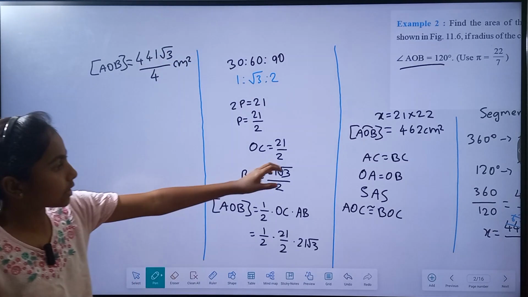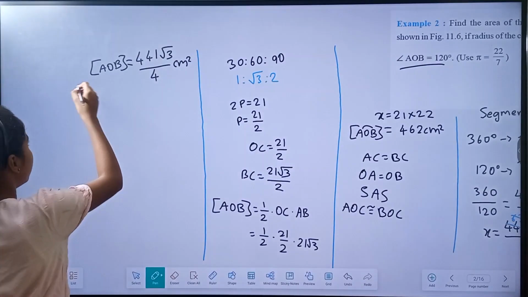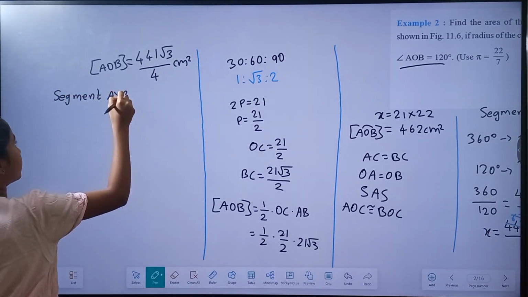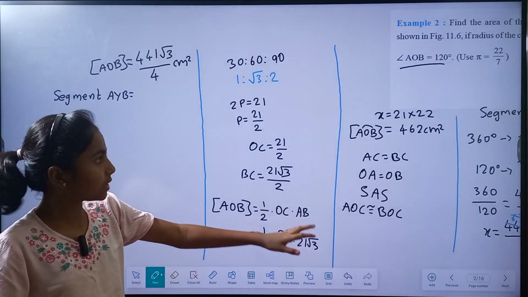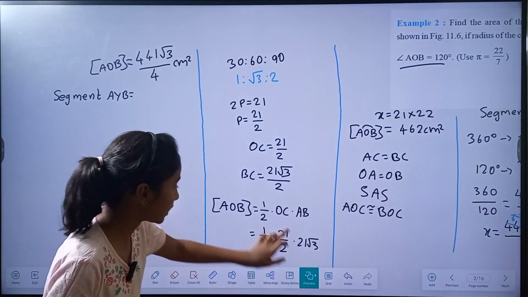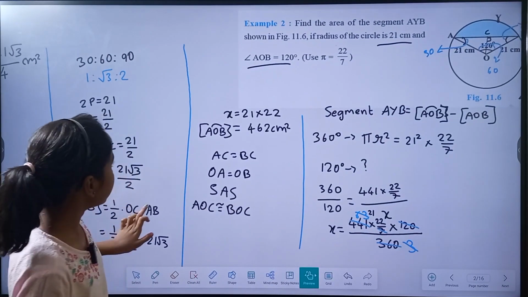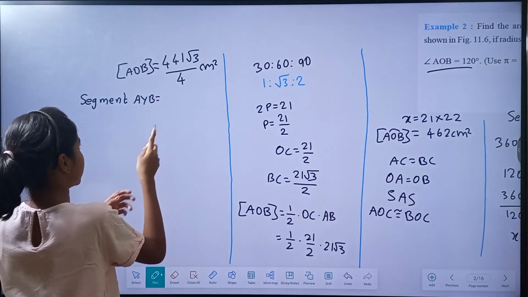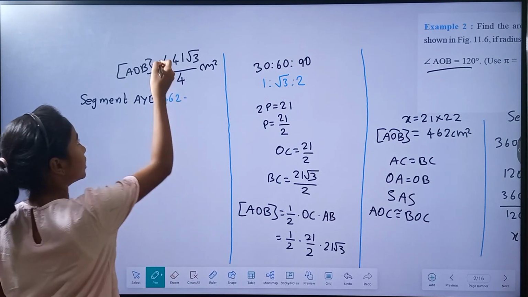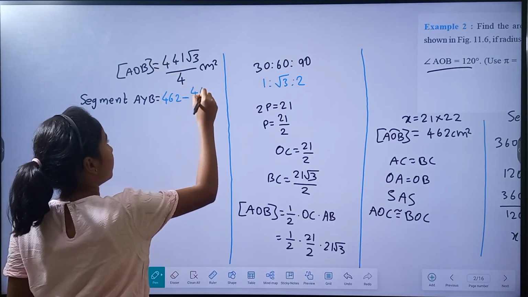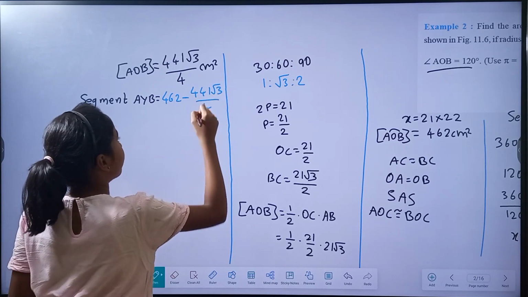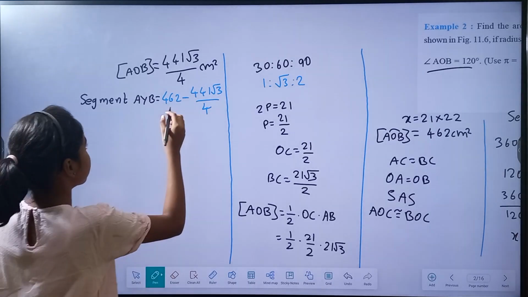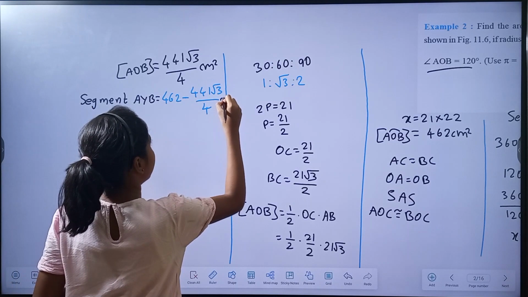So now the sector minus this area will be the segment AYB. So segment AYB equals the sector AOB's area, which we found over here, that is 462 centimeter square, minus the area of the triangle, 441 root 3 whole by 4. This is the area of the segment AYB, in centimeter square.